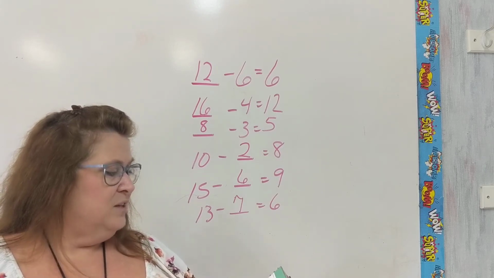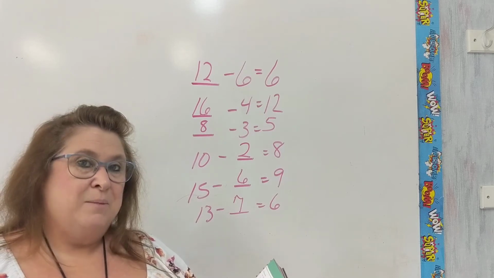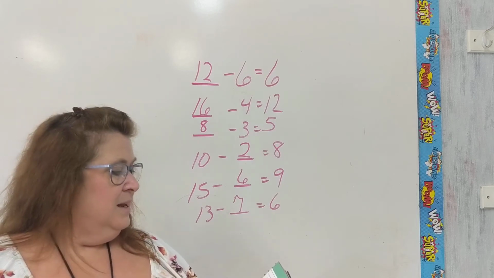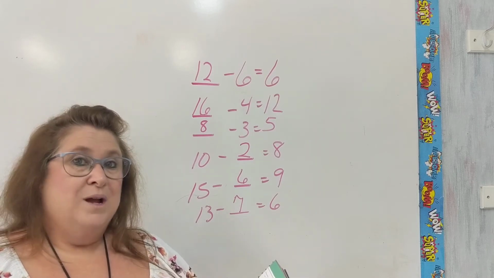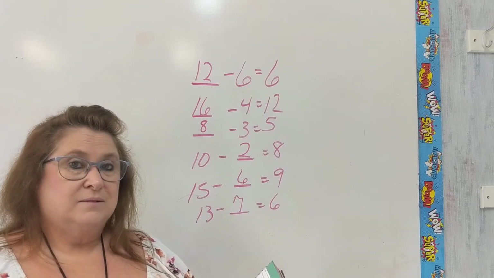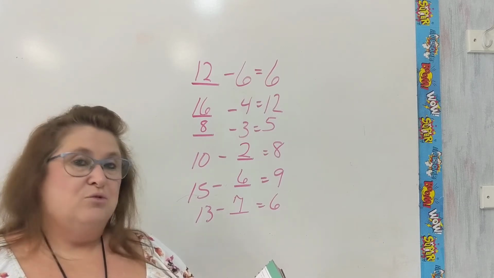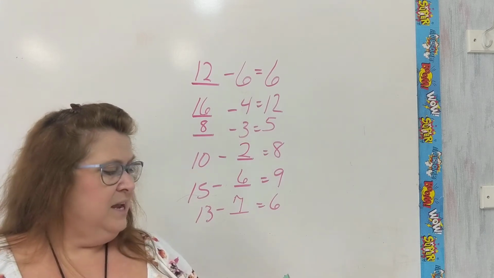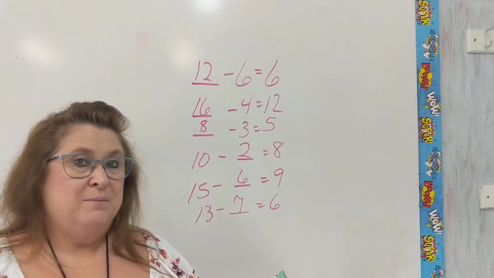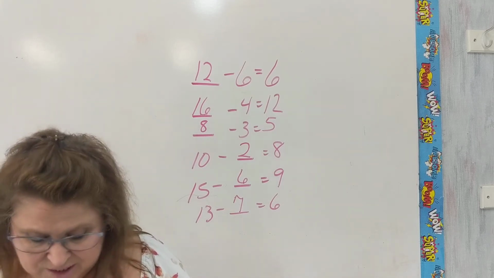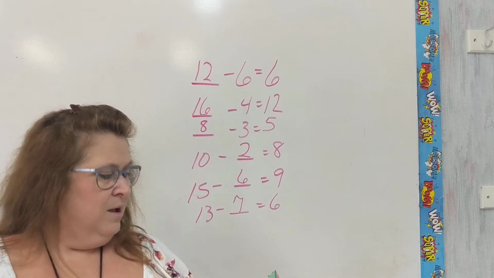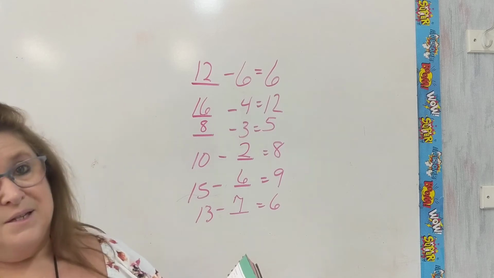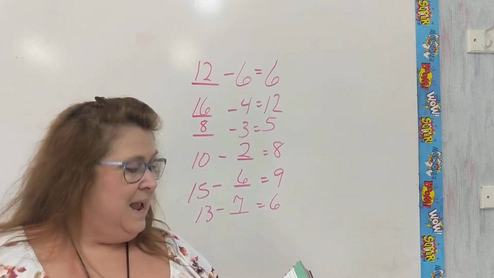Letter C, back to the other side. 1 pint is how many cups? 2. 2 cups in a pint. Letter D, 1 gallon is how many quarts? 4. Very good. 2 cups in a pint, 2 pints in a quart, 4 quarts in a gallon. Letter E, 1 hour is how many minutes? Very good. 60. There are 60 minutes in an hour. I like to say 60 seconds in a minute, 60 minutes in an hour.